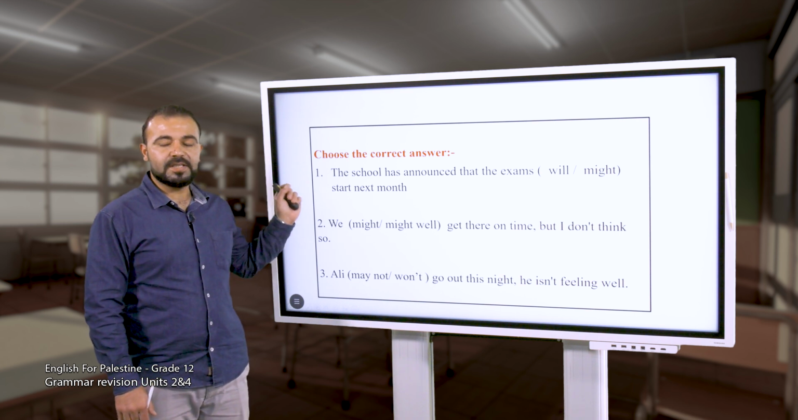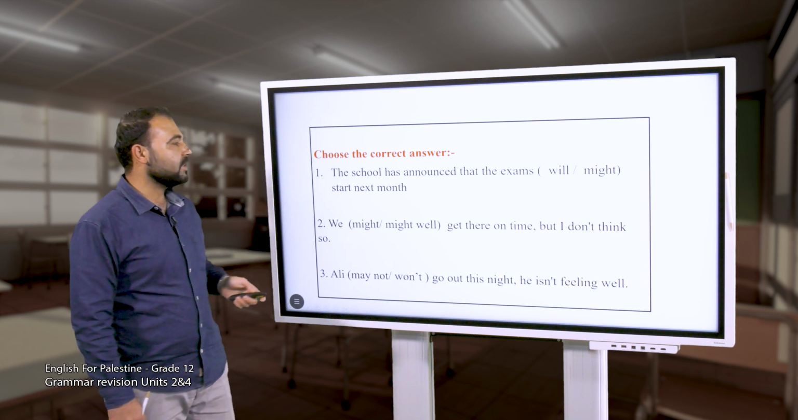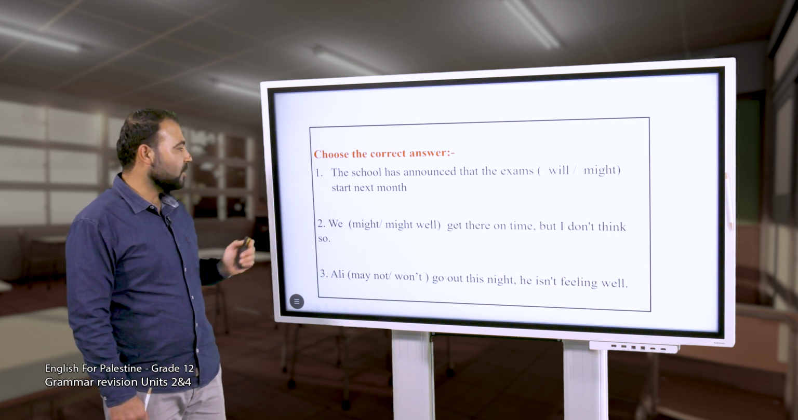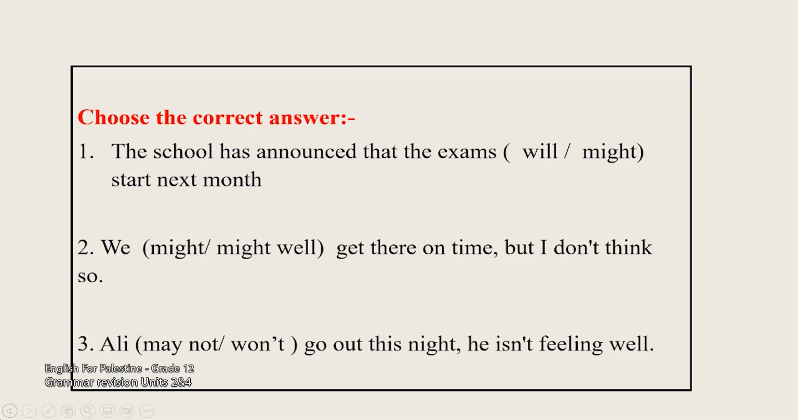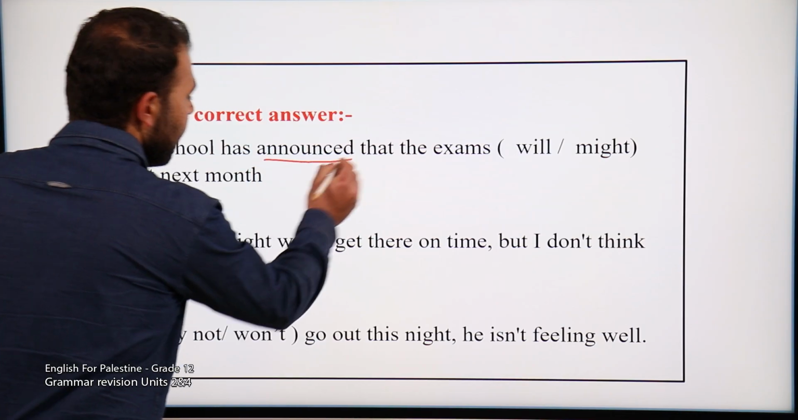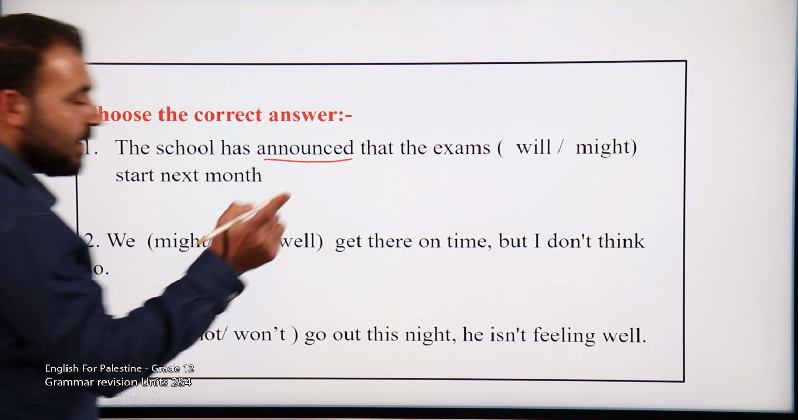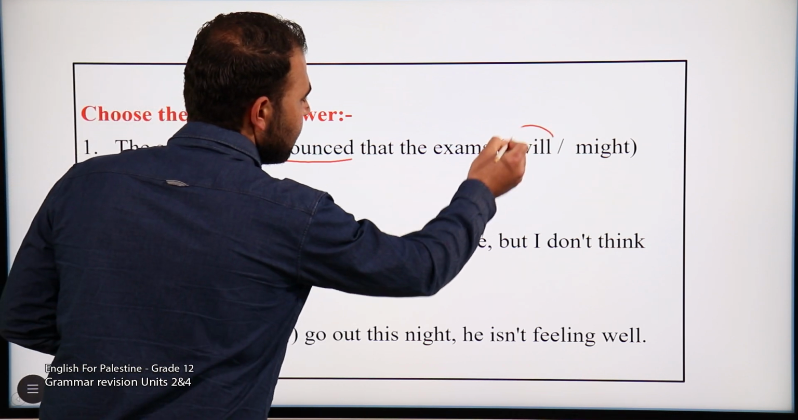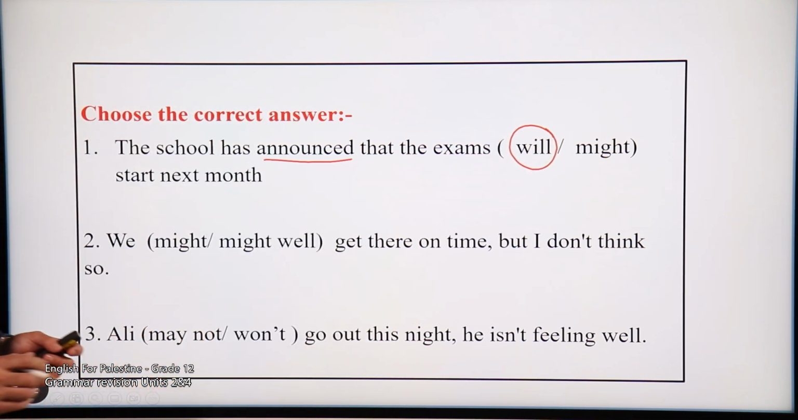Let's continue with activity number 2. Choose the correct answer. Sentence number 1. The school has announced that the exams will or might start next month. The school has announced. When we are announcing, we use exactly the modal verb will.